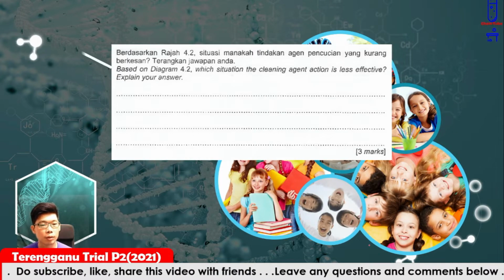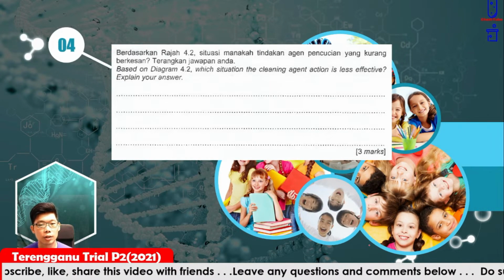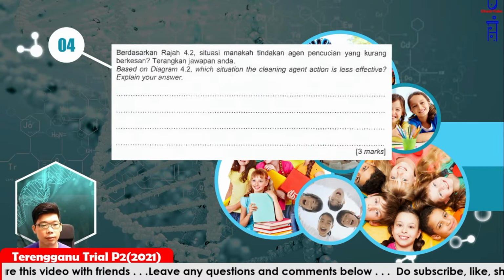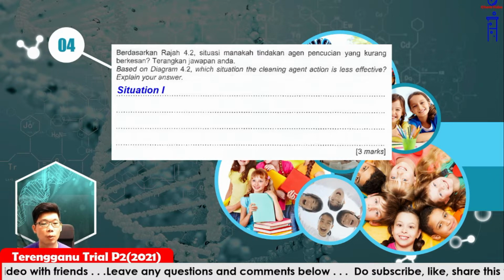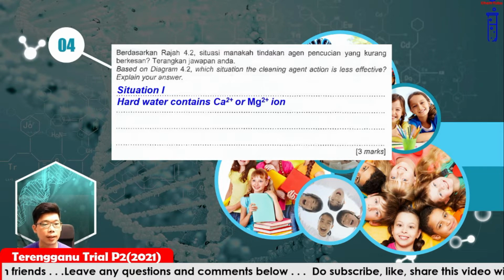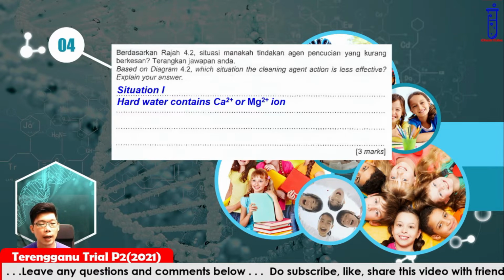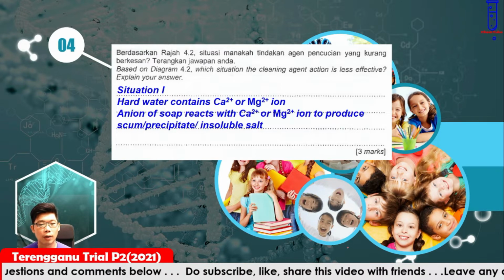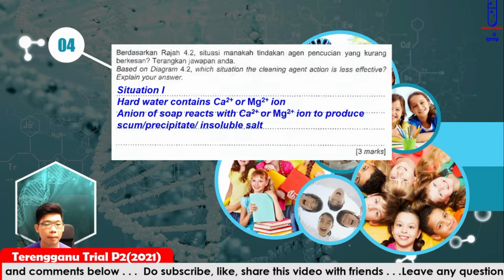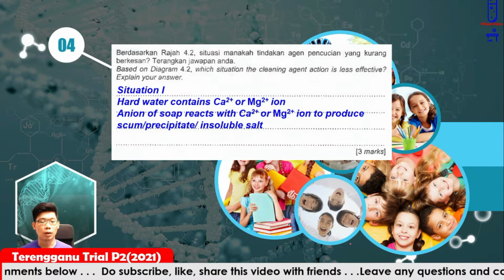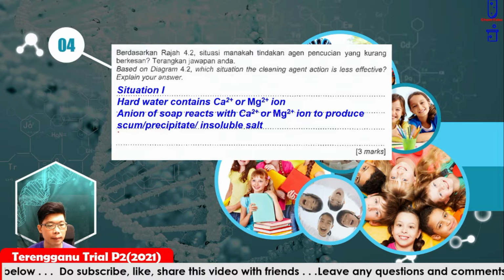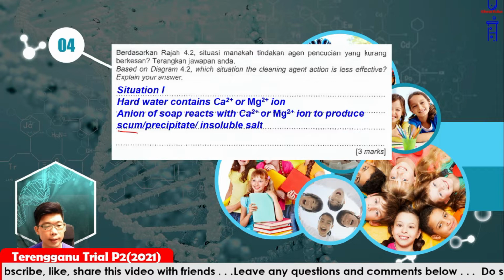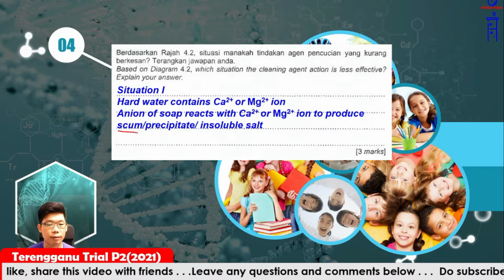Now based on the diagram, in which situation is the cleaning agent action less effective? Explain your answer. 3 marks. For less effective, it will be situation 1. Why? Because hard water contains calcium or magnesium ions. Then the anions of a salt react with calcium and or magnesium ions to produce the scum, or precipitate, or insoluble salt. Normally we just use scum. So this is why in situation 1, the salt is less effective.